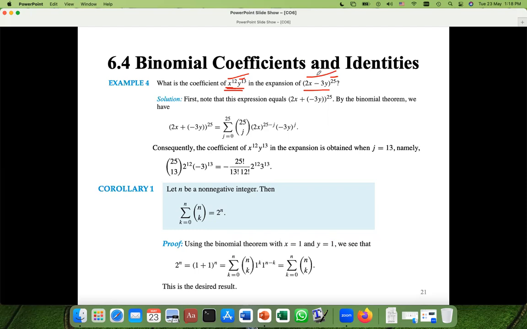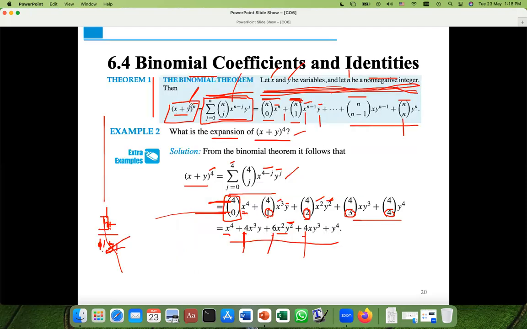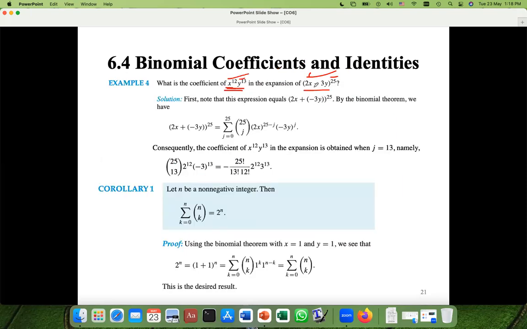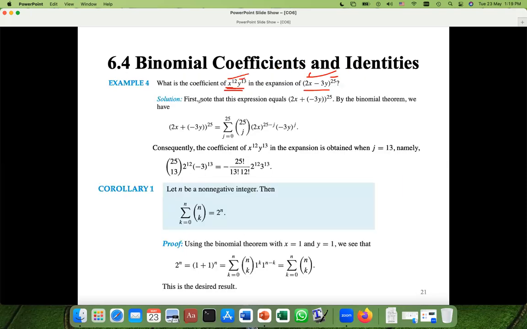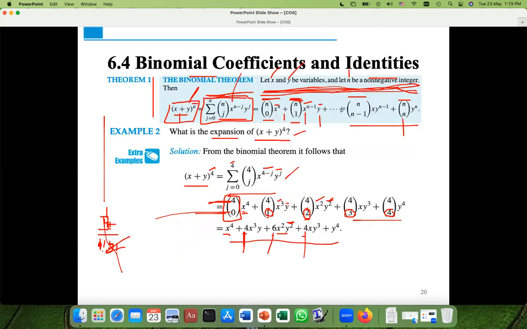Okay, now convert this expression first according to that (x plus y) raised power n, and then we can move on. So that's why we are just converting 2x, we are introducing plus here, and then we are moving this minus inside, minus 3y, and then power 25. This is what we have done according to the binomial theorem.